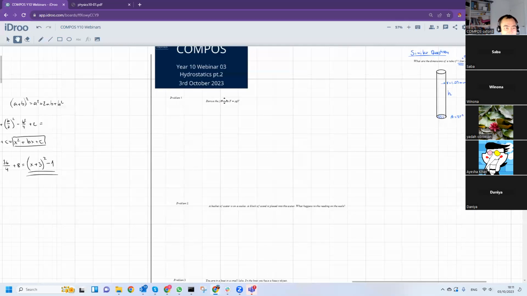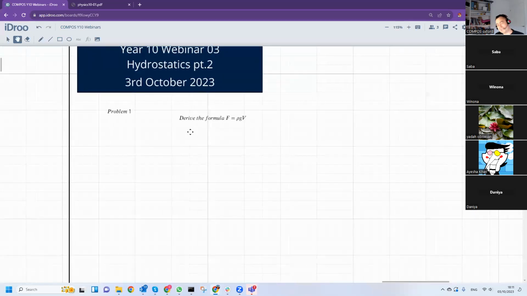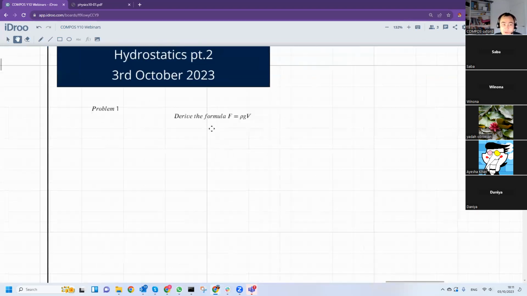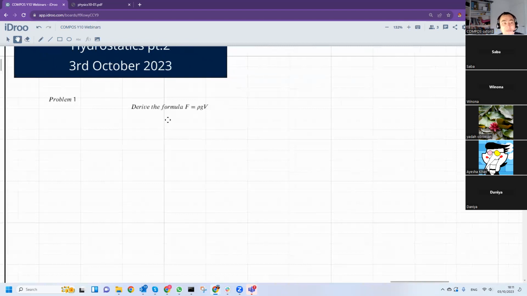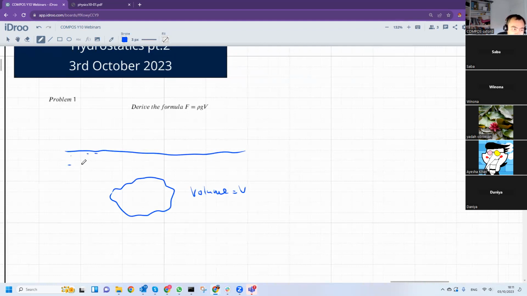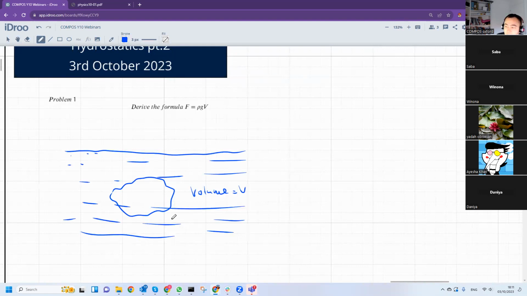Good. So problem one, derive the formula F equals rho g V. This is the formula for the upthrust force, the formula for the Archimedes force. What is it? If you have an object suspended in water, and the volume of the object equals V, this object is inside a fluid.